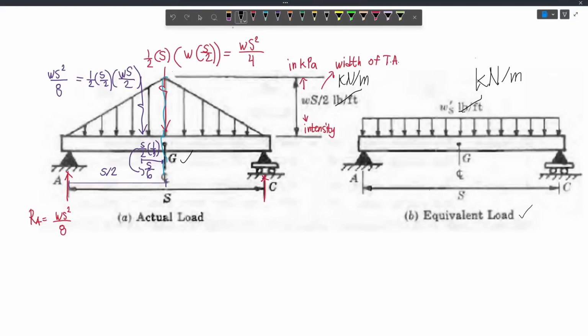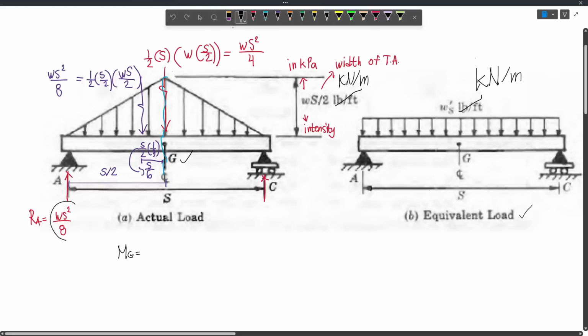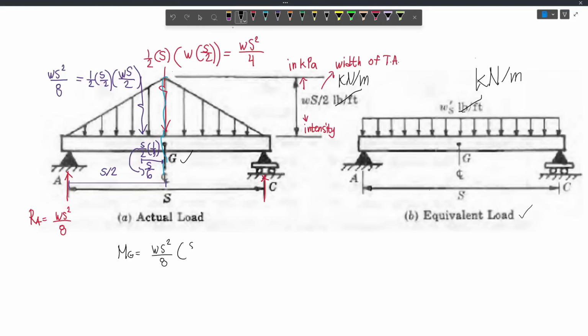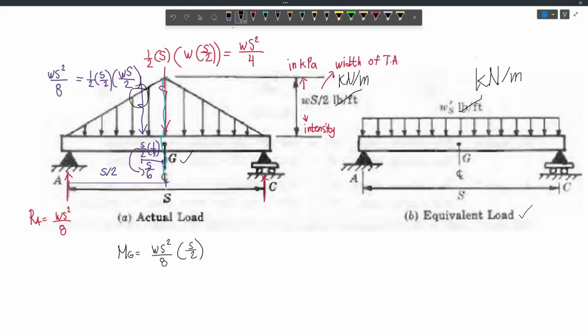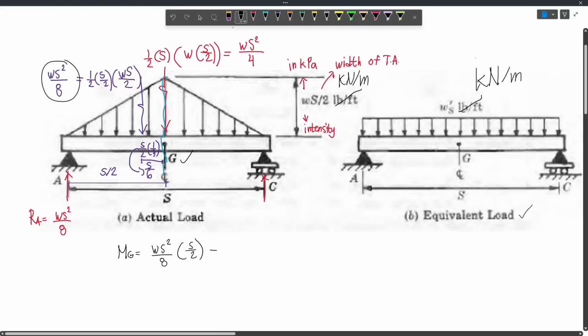And so taking moments about dito sa G, we have this equation. Mg is equal to Ra times S over 2. Kasi diba, this is our load and this is our moment arm. So this will be WS squared over 8 and then multiplied by S over 2. Now this will cause a clockwise moment about G. And so that's why this is positive. And then for this one, for the resultant of the right triangle, it will cause a counterclockwise moment about G. And so that will be minus. And then yung load natin is WS squared over 8.